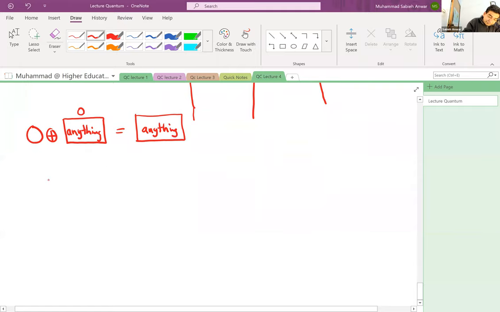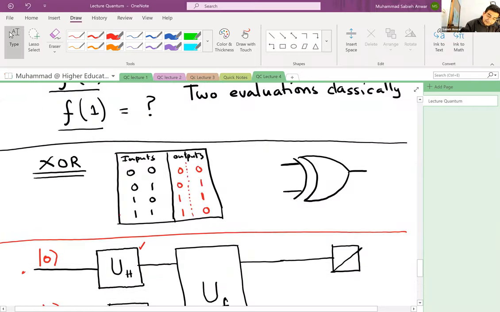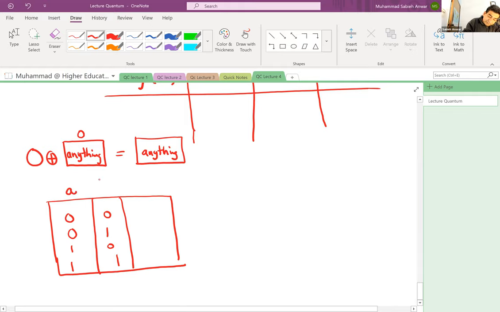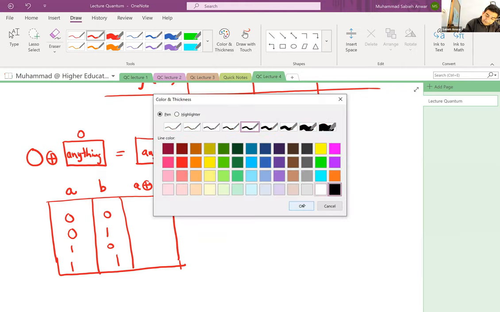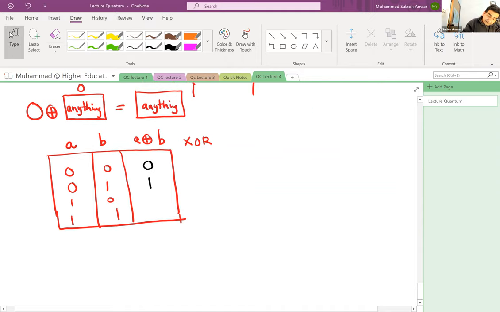So if I write down the truth table in a simplified fashion for exclusive OR, sorry, I think I've made a mistake over here. I need to have one output. Sorry about that. So this is my A, first input, second input, and this is A exclusive OR with B. Okay, so this is my definition for an XOR. 0 0 gives me 0 as the output, 0 1 gives me 1 at the output, 1 0 gives me 1 at the output, and 1 1 gives me 0 as the output. Okay, so this is the truth table for an exclusive OR.